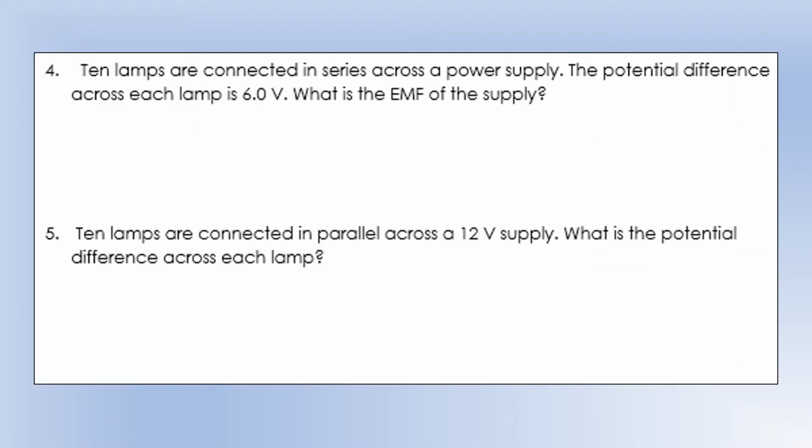So 10 lamps are connected in series across a power supply. The potential difference of each lamp is 6. What is the EMF? Well, if they're in series, they're going to be sharing the EMF equally. So the EMF must be 60, so that when you divide it up by 10, that gives you 6 each.